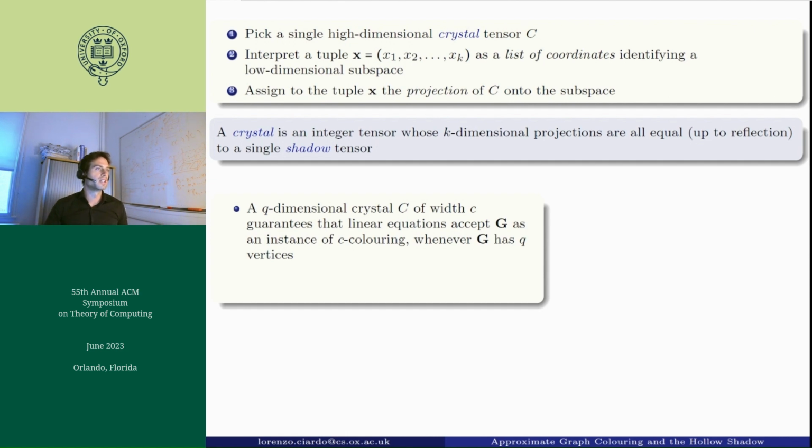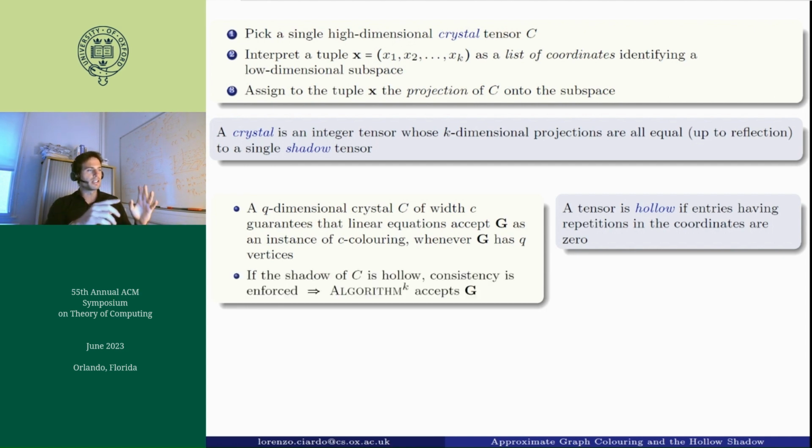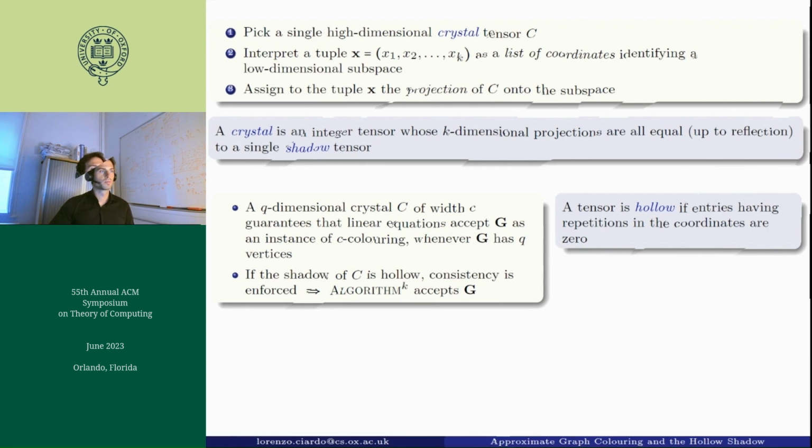generate a contradiction. And how to see it in our tensor? Well, we say that a tensor is hollow if entries having repeated coordinates are 0, or in other words, the only entries that are allowed to be non-zero are those having all distinct coordinates. Okay, so it turns out that if we have a crystal C and the shadow of C is a hollow tensor, then this is enough to guarantee that consistency is enforced, and then that the k-th level of the algorithm accepts G.